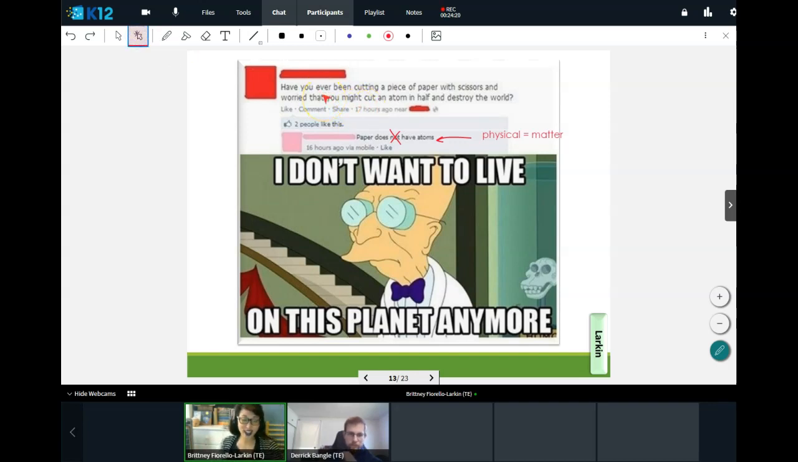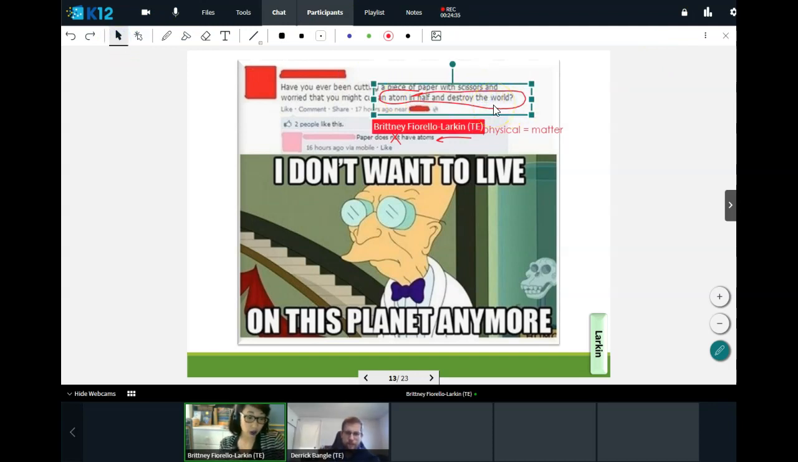Now, the other thing here is that there is partially a true statement here. If we were to be able to kind of split an atom in half, this actually can cause an explosion. And if that explosion is big enough, possibly could destroy the world, or at least parts of the world. This is actually where nuclear bombs come from.